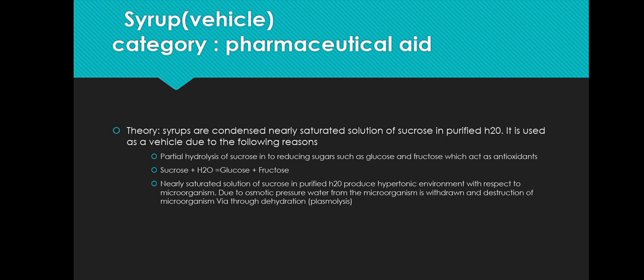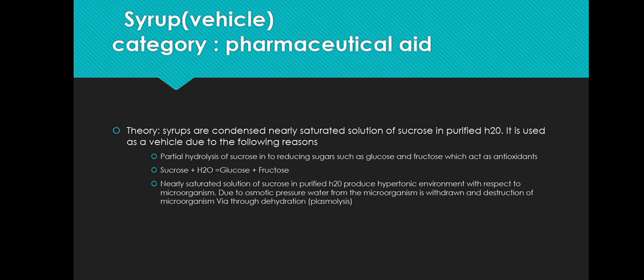The syrup that we are preparing contains sucrose, which on partial hydrolysis gives reducing sugars like glucose and fructose, which act as antioxidants that possess the property of preservatives. It can also counteract or inhibit the pathogenic population by producing an osmotic pressure gradient. That is, water from microorganisms is withdrawn when syrup comes in contact, which creates a hypertonic environment when compared to the pathogen, and leads to destruction by plasmolysis.